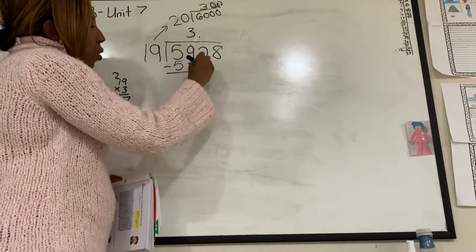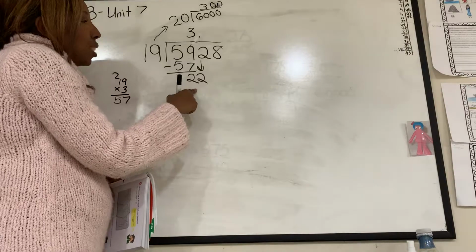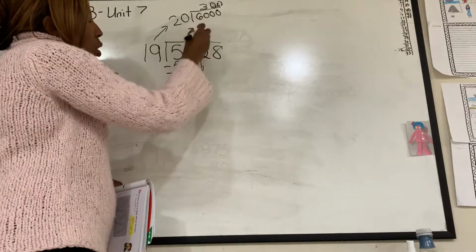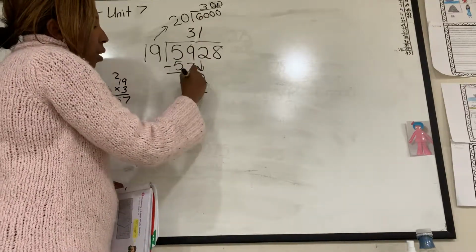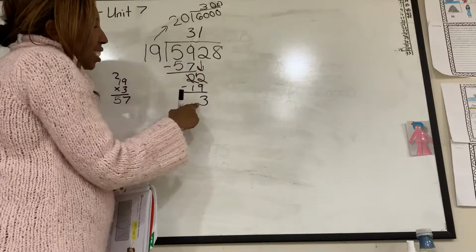19 going into 2? No, bring down the 2. 19 going into 22? Yes. How many times? 1. 1 times 19, subtract, and I get 3.